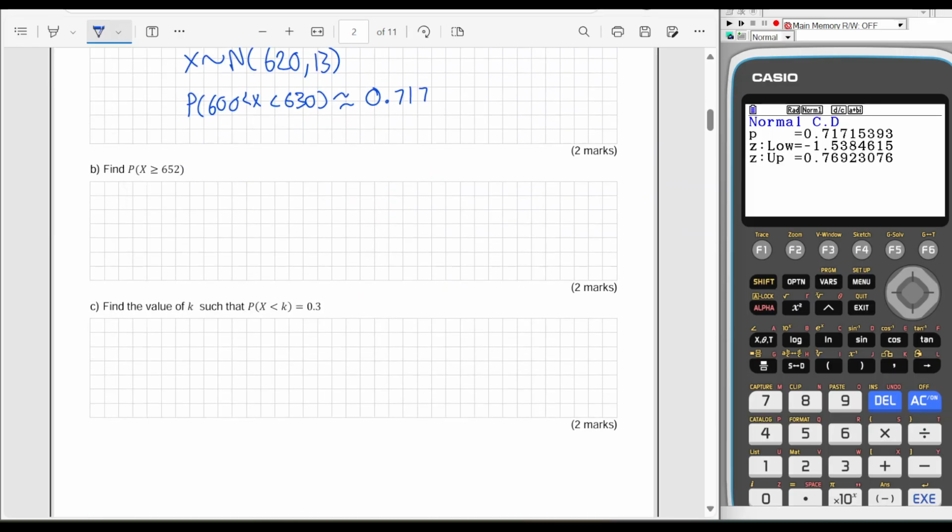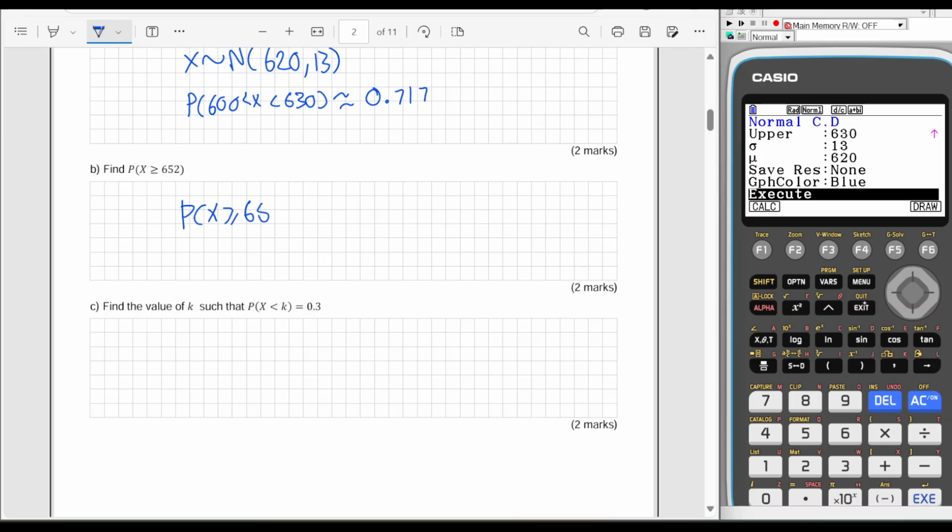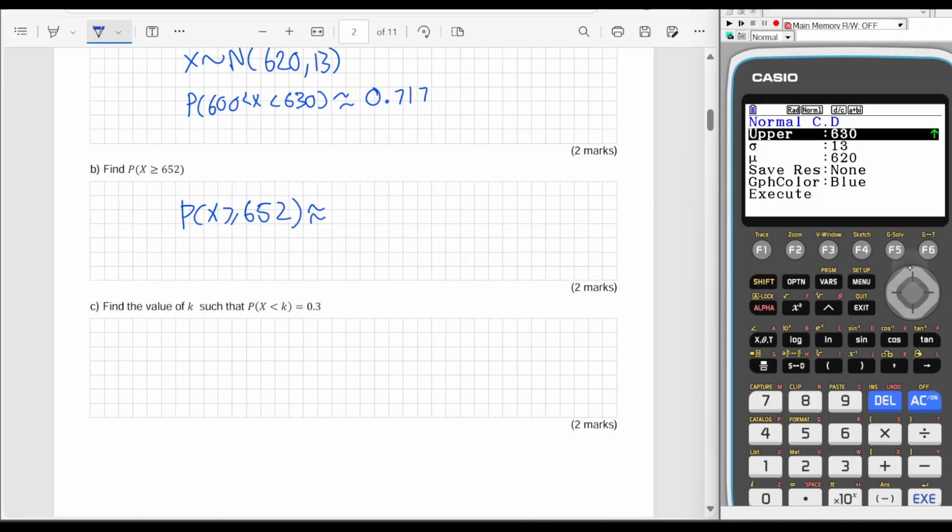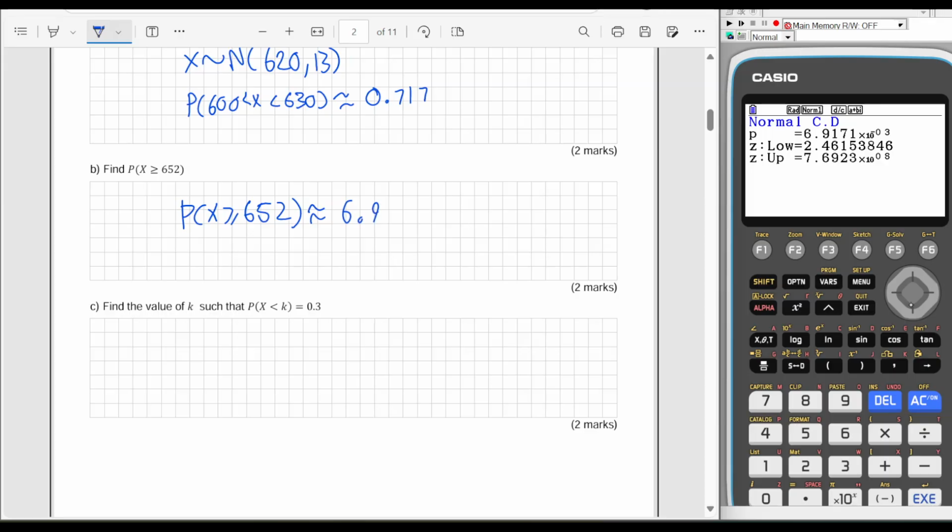Probability that we're greater than 652. Similar premise, we're just going to set the lower to 652 and the upper to a whole bunch of 9s. We'd like to put infinity ideally, but there's no infinity button on the calculator. 6.91 or 6.92 times 10 to the minus 3.